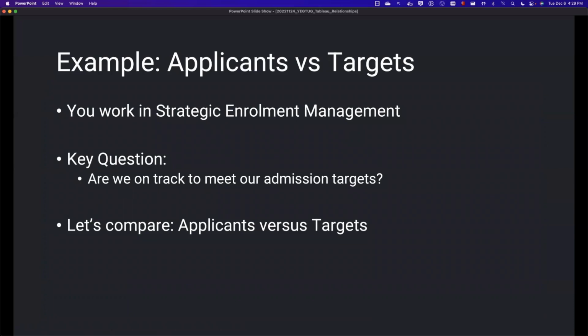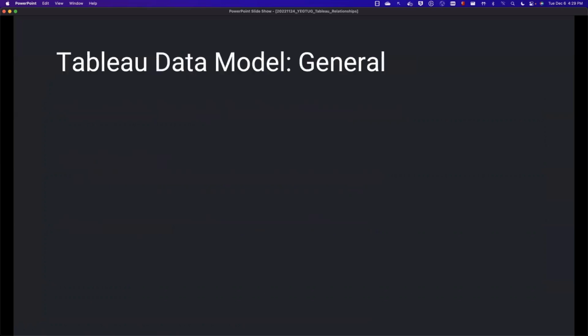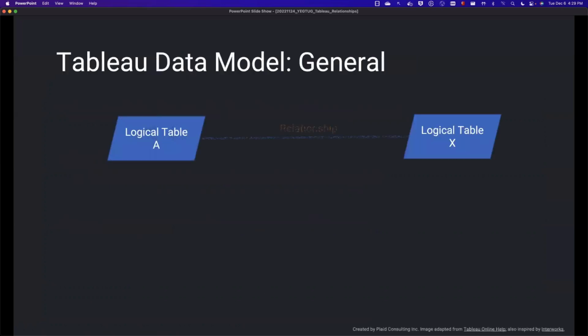So let's get into an example. Let's imagine you work in strategic enrollment management in a university or college, and we're trying to figure out something like, are we going to meet our admission targets? Anything versus targets is almost always a good example for relationships. So here's the general model.